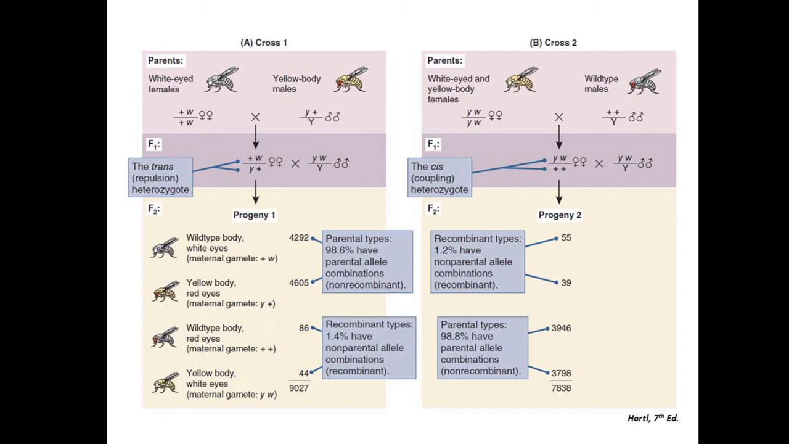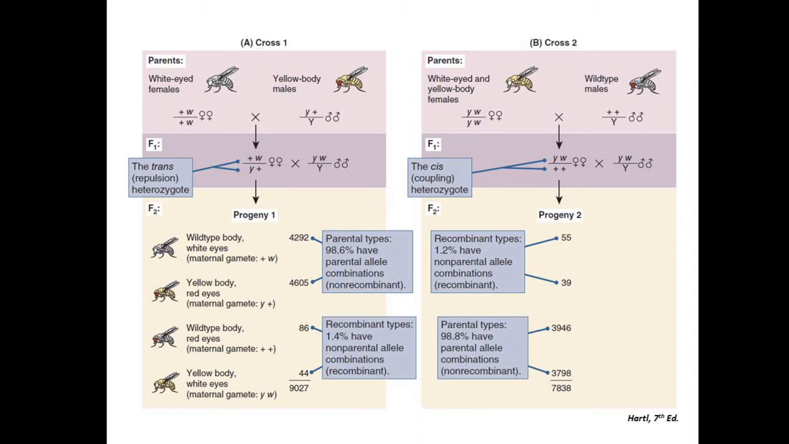Look at cross 2 on the right hand side, the cis coupling heterozygous. Coupling means that in the same chromosome both the wild type alleles are present, and in the same chromosome both the mutant type alleles are present. So no matter whether these are repulsion type or coupling type, you will always get a mutant type conformation and a parental type conformation.